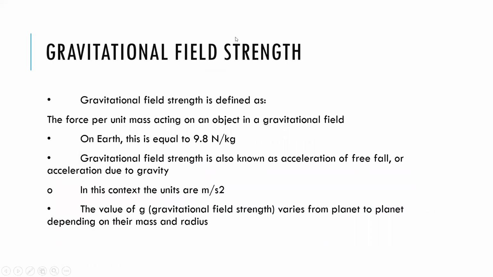Moving further, friends, what is gravitational field strength? Gravitational field strength is defined as the force per unit mass acting on an object in a gravitational field. On Earth, it is 9.8 newtons per kg, or 9.81. But remember, you have to learn this, memorize this. It is 9.8 newtons per kg on Earth. Gravitational field strength is also known as acceleration of free fall or acceleration due to gravity. So this gravitational field strength is nothing but this symbol g in the equation W equals mg.